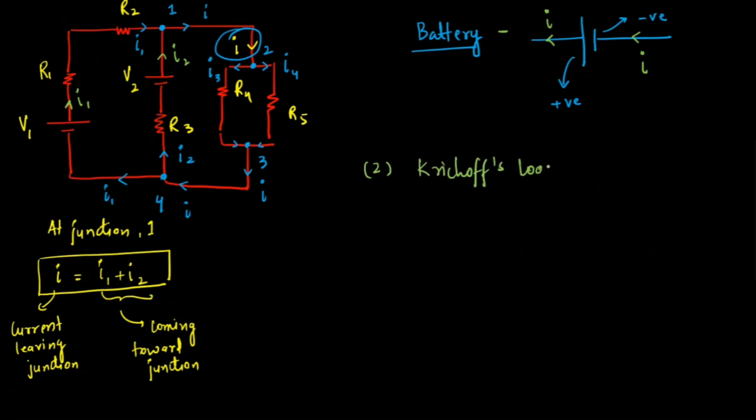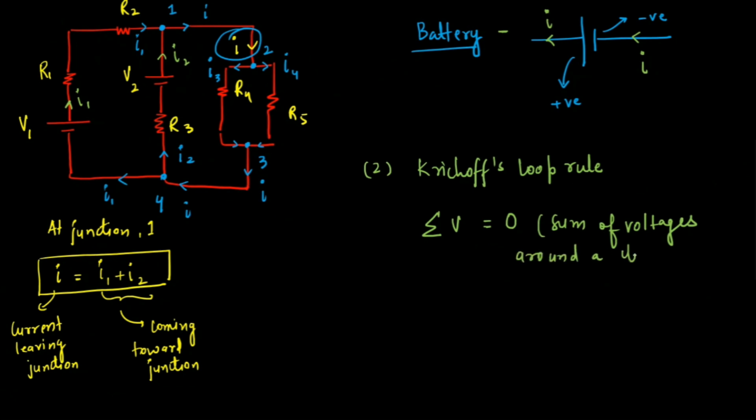This Kirchhoff's loop rule tells almost a similar but different thing. It says that the sum of the potential across a given circuit is always zero for a closed loop. So it simply says that the sum of voltages around a closed loop is zero. Now, how are we supposed to apply this?